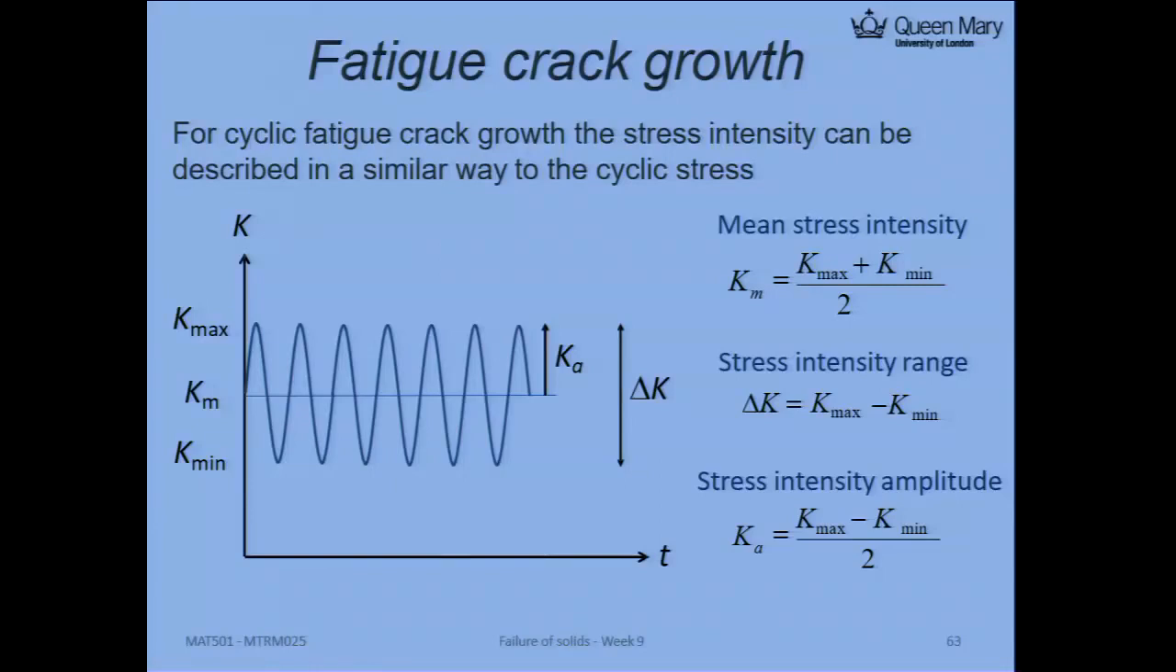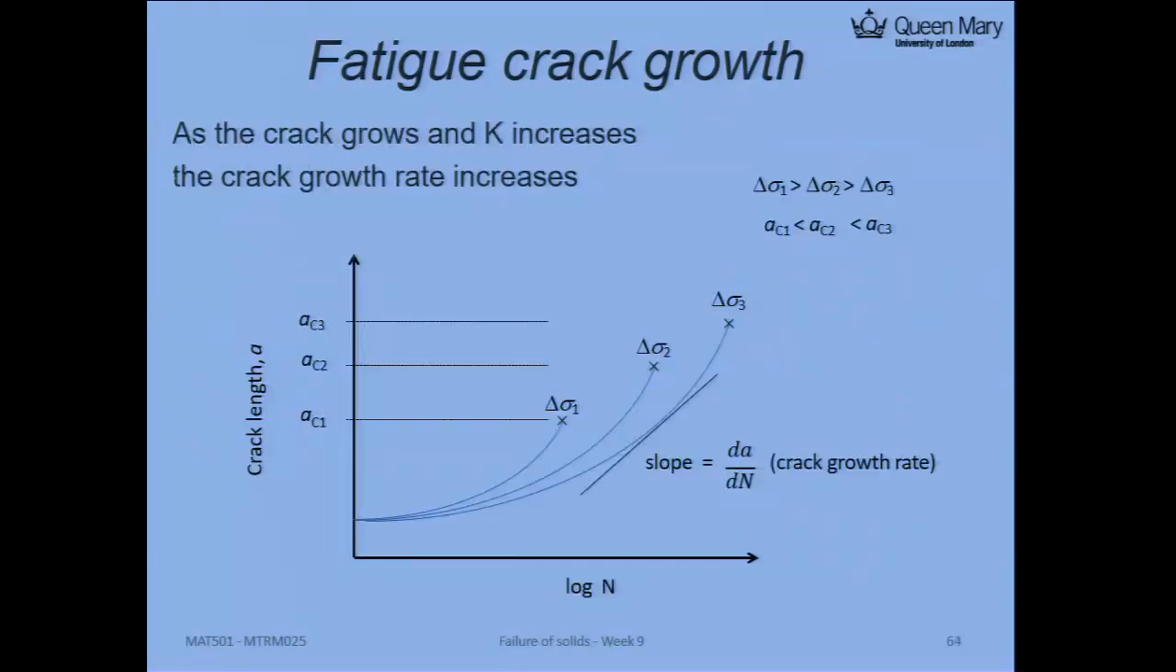And Ka is the amplitude of the changing K. So again, if you look at the definition, it's very, very similar. Mean stress intensity is the half of them, and the range and amplitude, basically very straightforward. Okay?